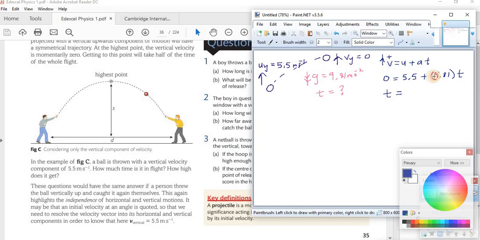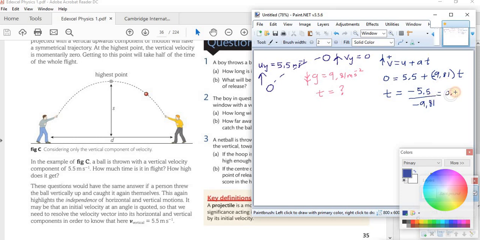By the way, sorry, this should be negative, because a is vertically downwards. G is down. The acceleration is the acceleration of free fall, which is vertically downward, and we took up as positive, so it's negative. We move this to this side, so it will be minus 5.5, and then we divide both sides by minus 9.81, so the negative signs cancel out. You can use your calculator and figure out the answer. It will be 5.5 divided by 9.81, which gives 0.56 seconds.